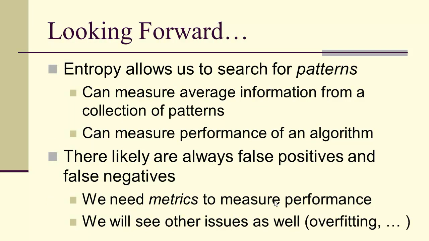So looking ahead, what do we got coming up? Entropy allows us to search for patterns. We can measure average information from a collection of patterns, and we can measure the performance of an algorithm using entropy. Now, one thing we're going to look at over the next 2-3 weeks is that in the real world, there are always going to be mistakes. We're never going to get things perfectly. There will be false positives and false negatives, and we'll need metrics to measure performance as well as other issues like one you've already looked at, overfitting, or are looking at now. And it's all of these things that are going to be derived or have some kind of relationship to this concept of information.